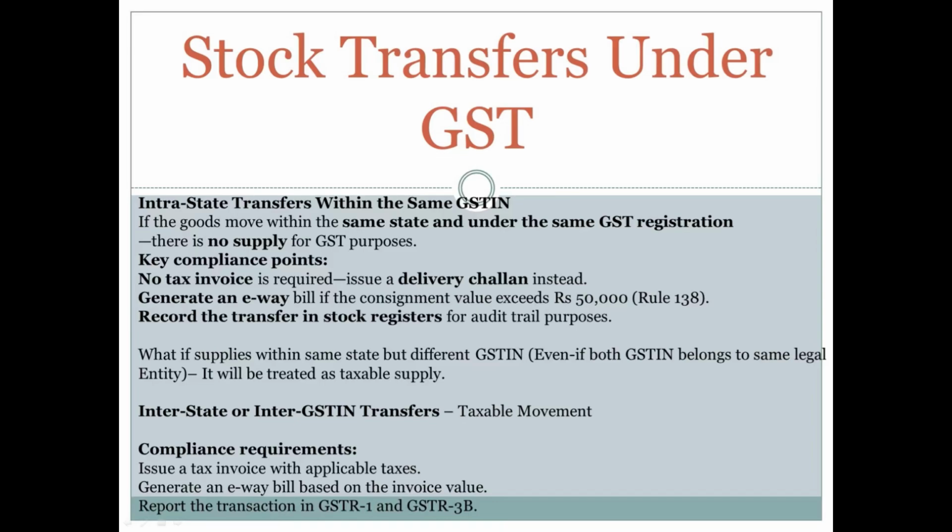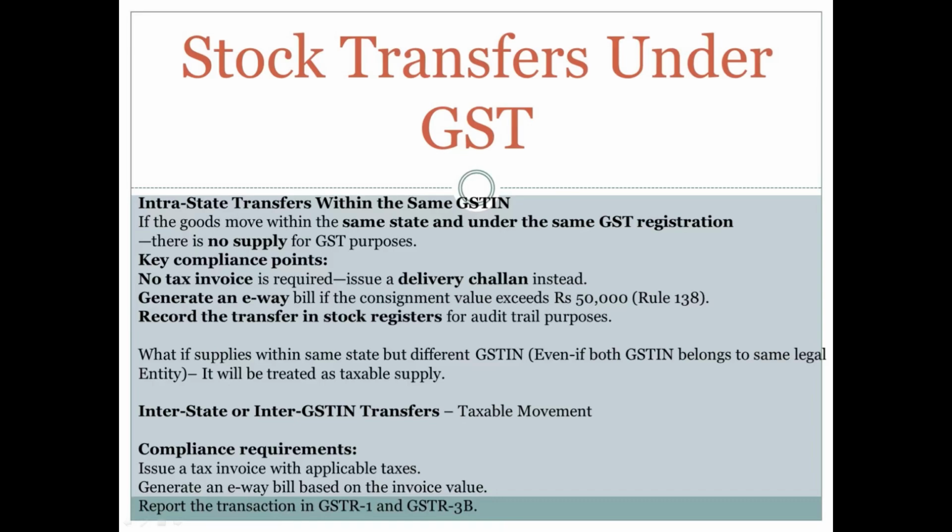Intra-State Transfers within the same GSTIN. If the goods move within the same state and under the same GST registration, there is no supply for GST purposes. Key compliance points. No tax invoice is required. Issue a delivery challan instead. Generate an e-way bill if the consignment value exceeds 50,000 rupees, Rule 138. Record the transfer in stock registers for audit trail purposes.